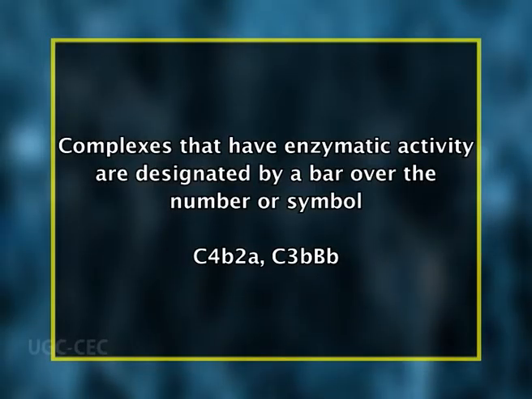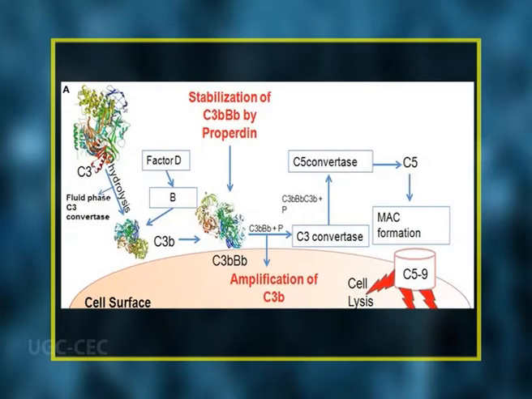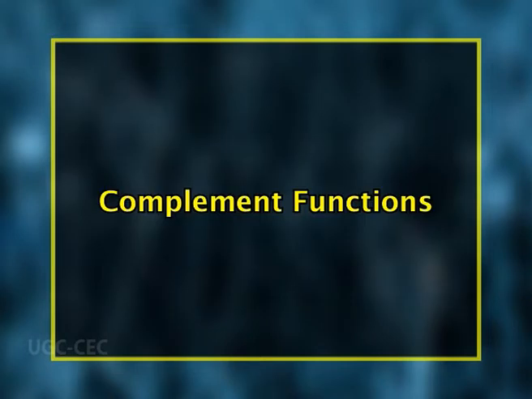The complement fragments interact with one another to form functional complexes. These complexes that have enzymatic activity are designated by a bar over a number or a symbol. The proteins of the alternative pathway are designated by letters preceded by the symbol F. Sometimes the F is omitted, so factor B may be represented simply by writing B. Now, complement functions.